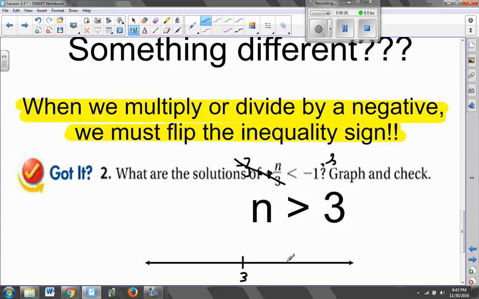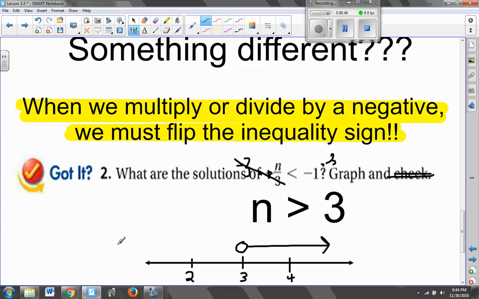When they ask me to graph this, no problem. Don't worry about checking it. We're not going to do that. But I will put 3. 1 up is 4. 1 down is 2. Open circle because there is no equal to sign. And n is greater than 3 now because I had to flip that sign around when I multiplied by a negative 3. So I go to the right.